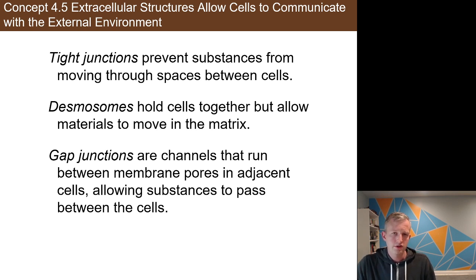And then gap junctions are a very specific example, which we'll see in heart cells in particular, where they're similar to the plasmodesmata, actually allowing molecules to flow directly from one cell to another.